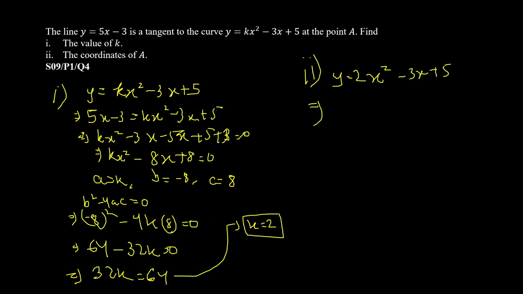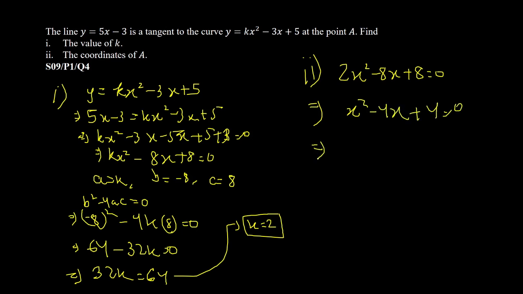Or you know what, I actually do not need to write this whole thing again. I can directly go onto this equation, this one, and substitute k equals 2 here, so that we get 2x square minus 8x plus 8 equal to 0. So then we divide this whole thing by 2, so we get x square minus 4x plus 4 equal to 0.